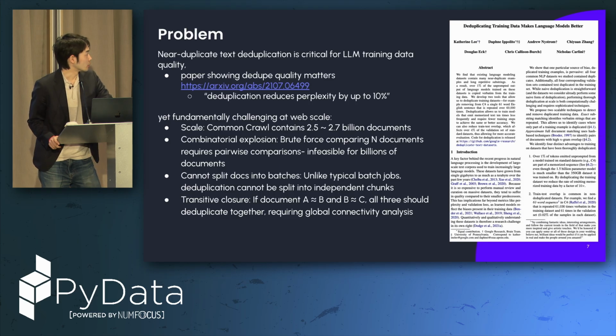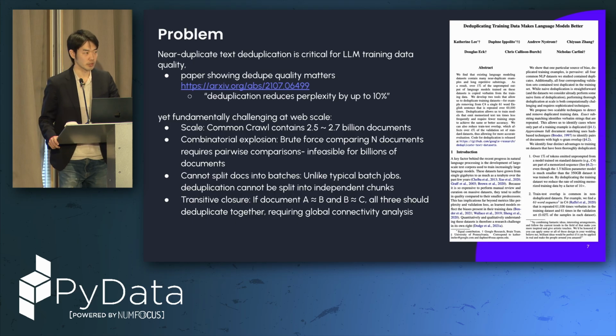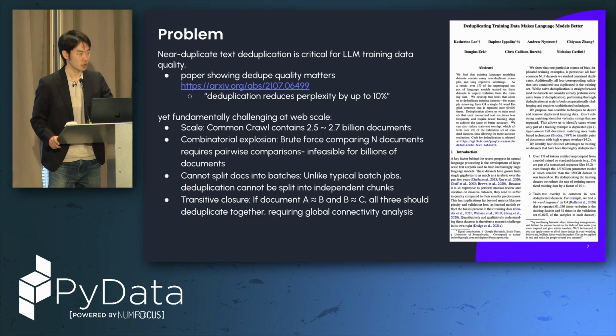Google actually studied this domain of deduplicating training data to make large language models better. So it's already proven and well studied by researchers in the past that deduplication of near duplicate text matters for LLM training data quality. Yet this is fundamentally challenging at web scale, and there are 4 reasons. One is the scaling problem. Common Crawl simply contains a huge, massive dataset. Even one complete snapshot contains 2.5 billion documents.